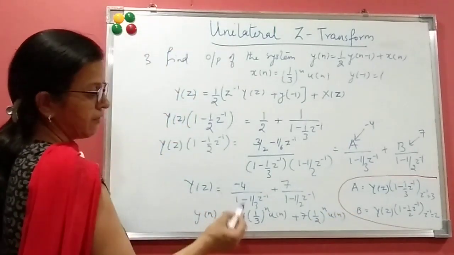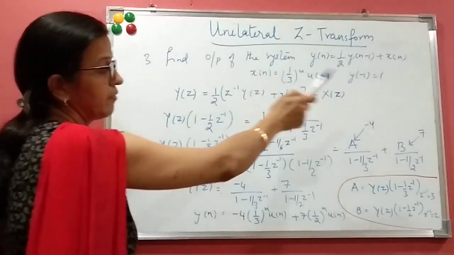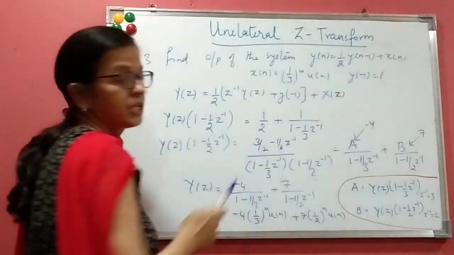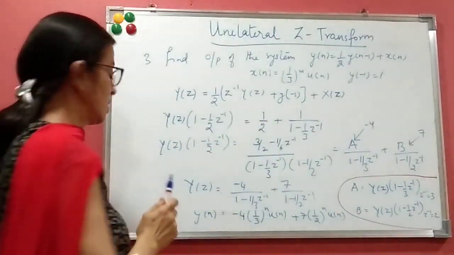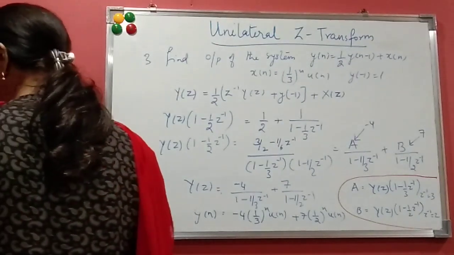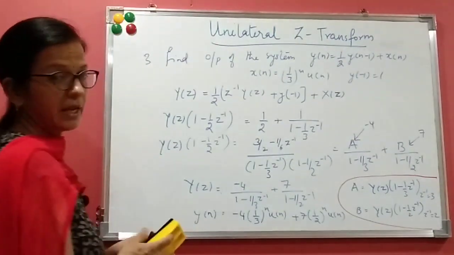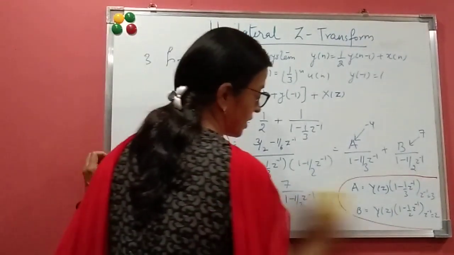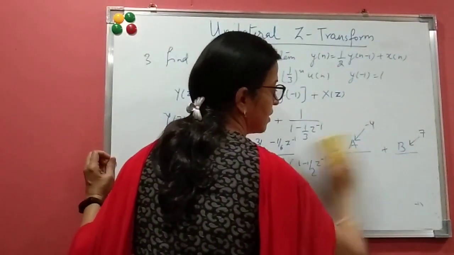So we are finding the inverse Z transform, and we are using the unilateral Z transform because of the initial condition given. Now I have missed the proofs here: the proofs of the initial value theorem and the final value theorem, that I will be taking now.